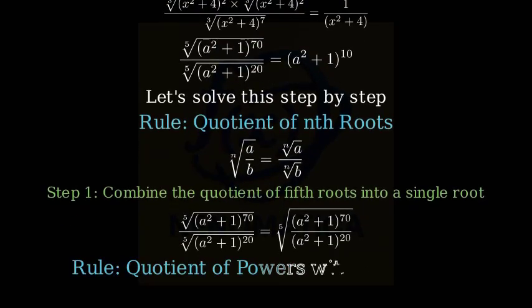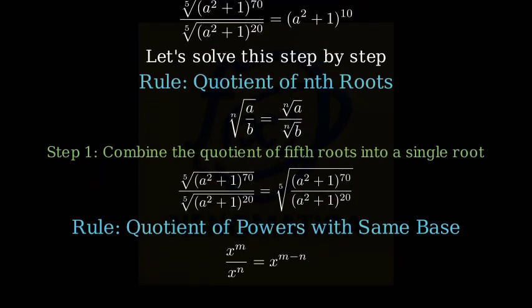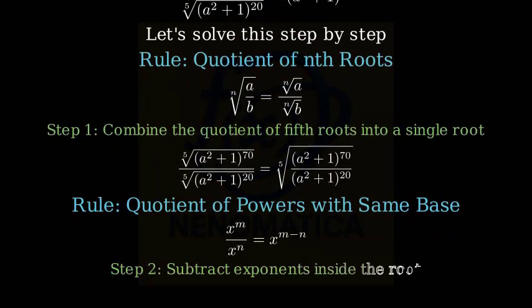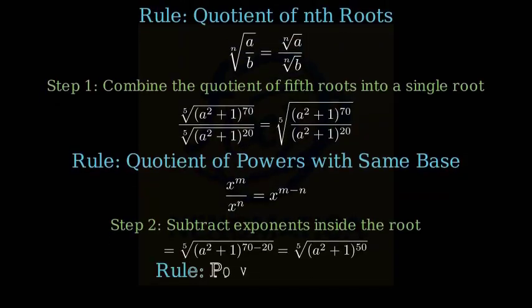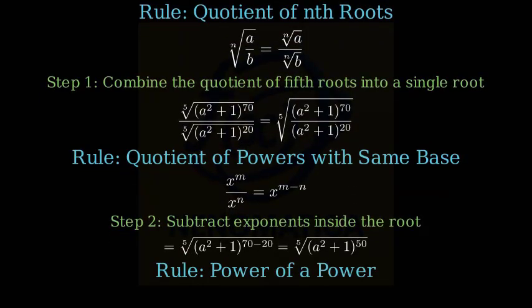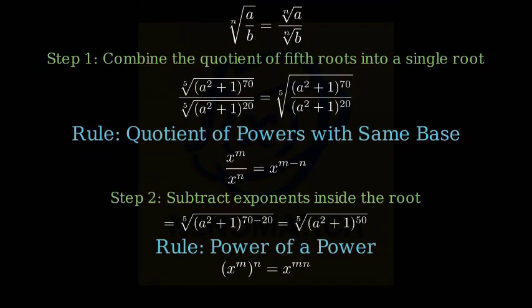Now we'll use another rule, the quotient of powers with the same base. This rule states that x to the power of m divided by x to the power of n equals x to the power of m minus n. So inside our fifth root, we can simplify the quotient by subtracting the exponents, giving us (a squared plus 1) to the power of 70 minus 20, which equals 50. Next, we'll use the power of a power rule. This rule states that x to the power of m, all raised to the power of n, equals x to the power of m times n.